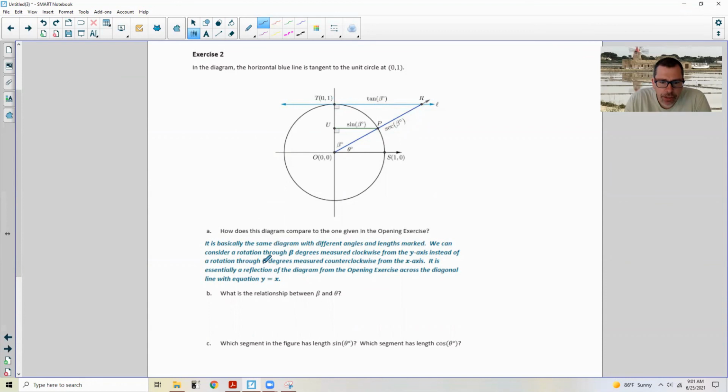Okay, it's essentially a reflection of the diagram from the opening exercise across the diagonal line y equals x. Okay, so that's all that is, a reflection. B says, what is the relationship between beta and theta?